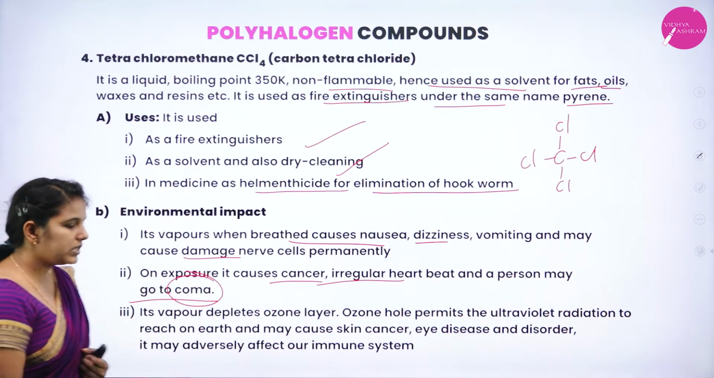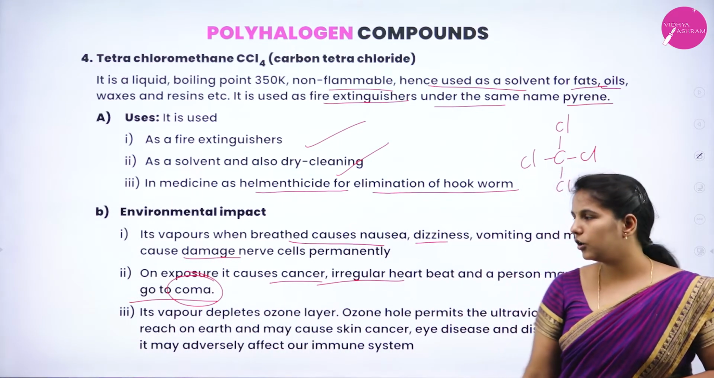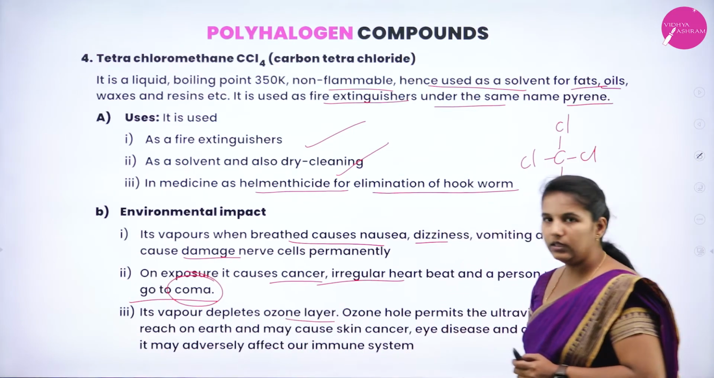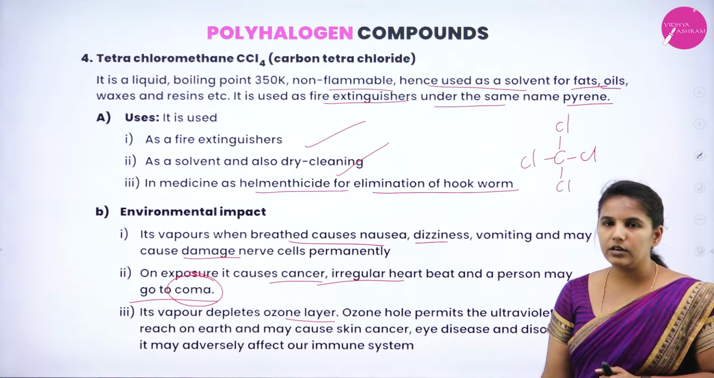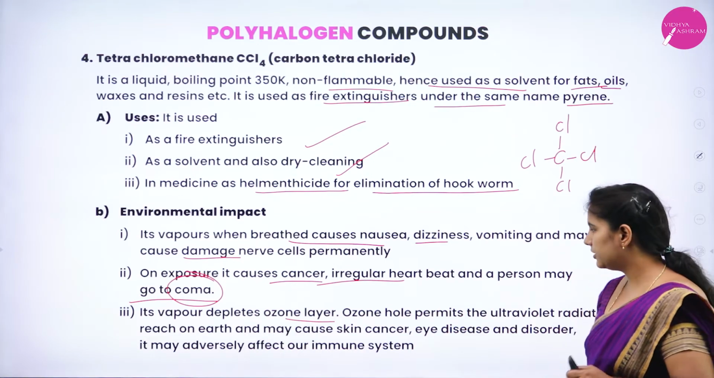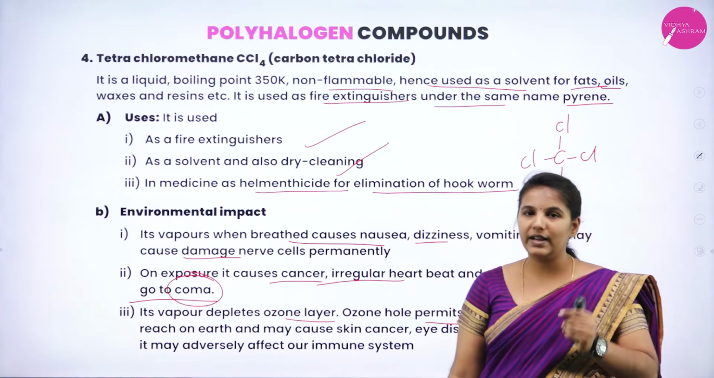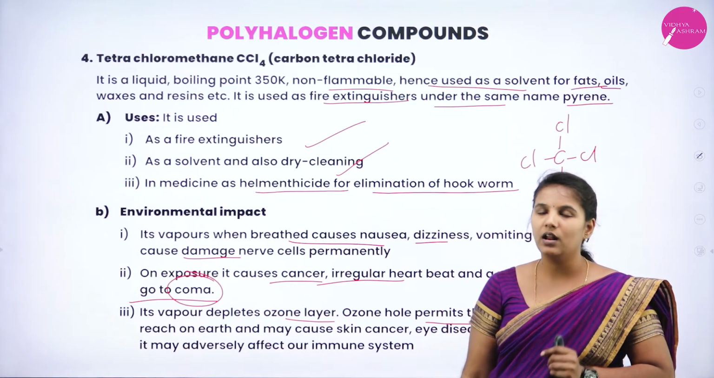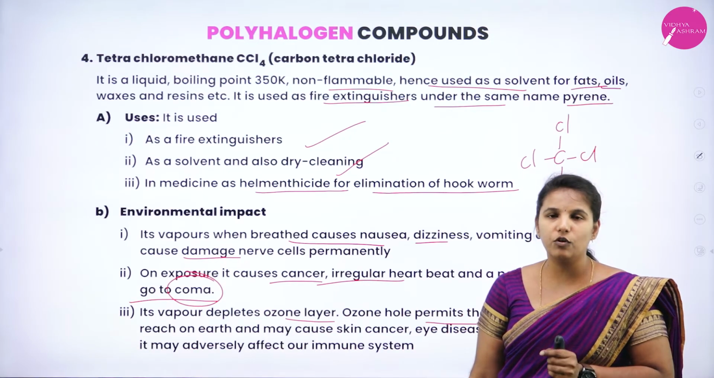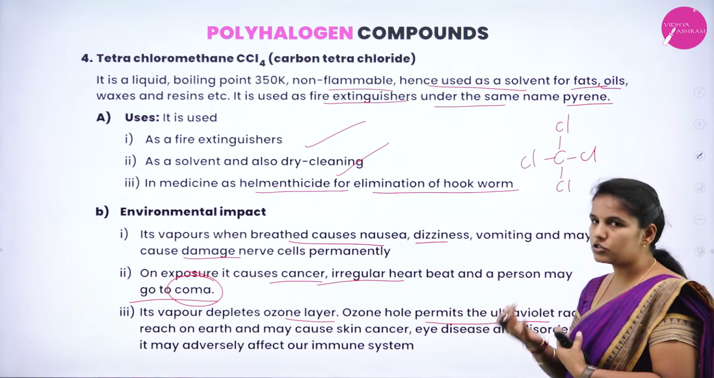If you are continuously exposed to carbon tetrachloride, the person may go into a coma also. And the vapor depletes the ozone layer, as we all know that carbon tetrachloride vapors mainly cause ozone depletion, right? So the ozone hole permits the ultraviolet light to directly enter with the sunlight, so that if the ozone layer gets depleted because of this CCl4, the sun radiation can directly enter the earth, which also causes what?